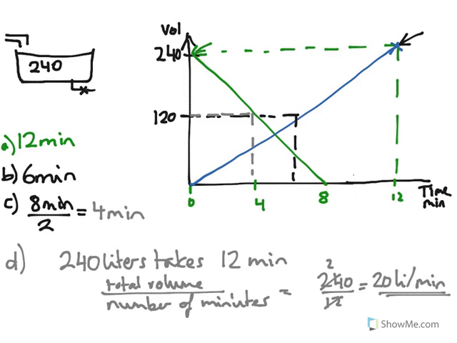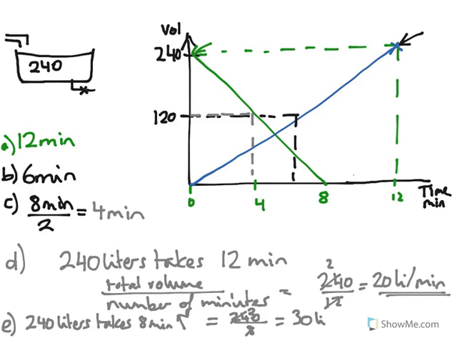Then it says, how many litres will it take for the bath to empty? Well, same thing here for E. It takes 8 minutes for 240 litres to empty the bath. So 240 litres takes 8 minutes. So using the same formula, the total volume divided by the number of minutes it takes to empty. 8's going to 24 3 times, giving you 30 litres per minute for emptying and 20 litres per minute for filling.